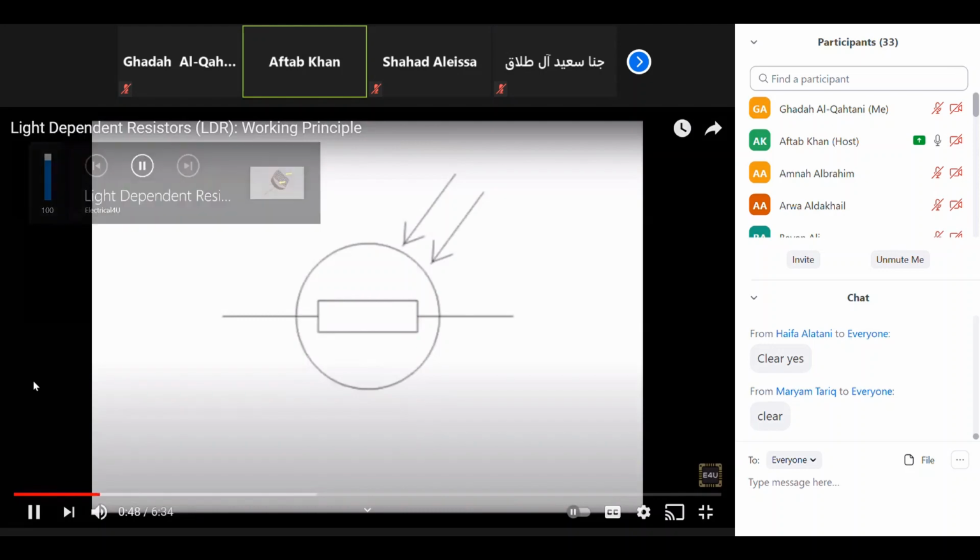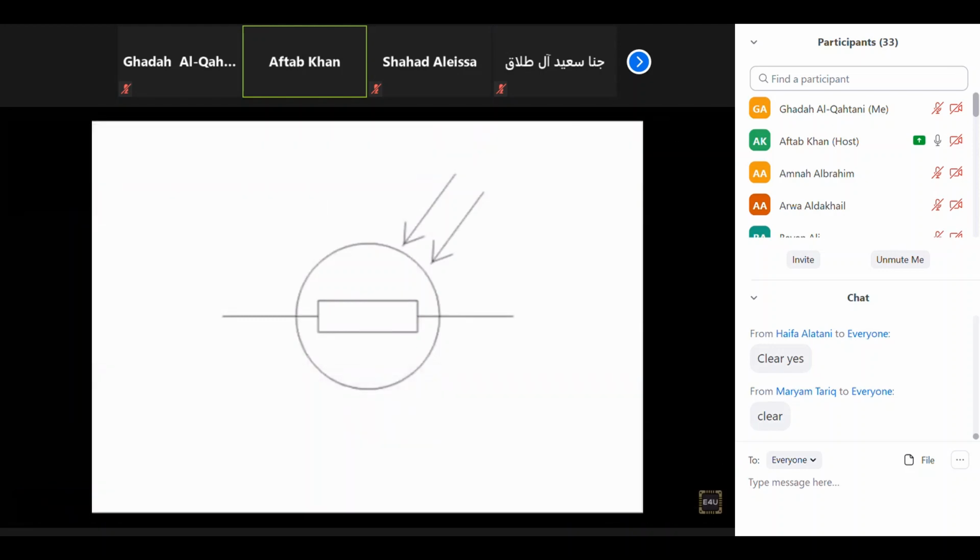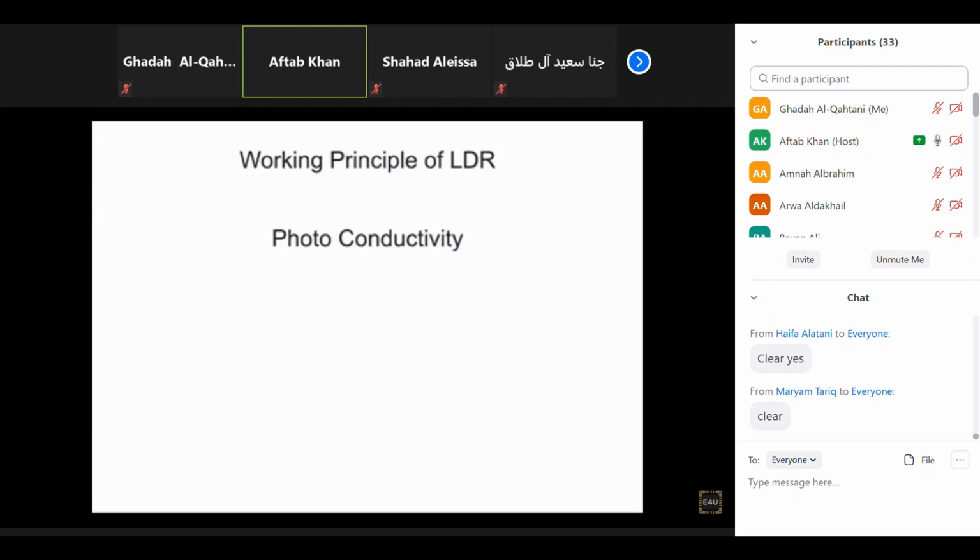There are many different symbols used to indicate an LDR. One of the most commonly used symbols is shown here. Now the arrow is inside. The arrow indicates light falling on it. Now come to the working principle of the LDR. A light-dependent resistor works on the principle of photoconductivity.